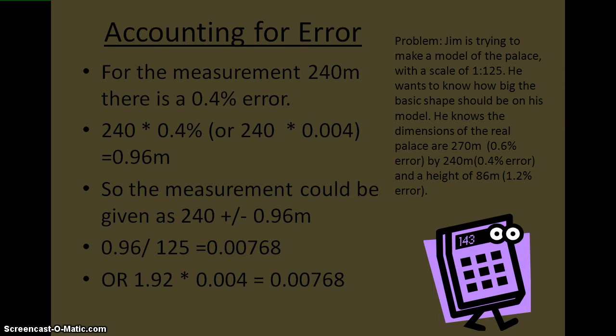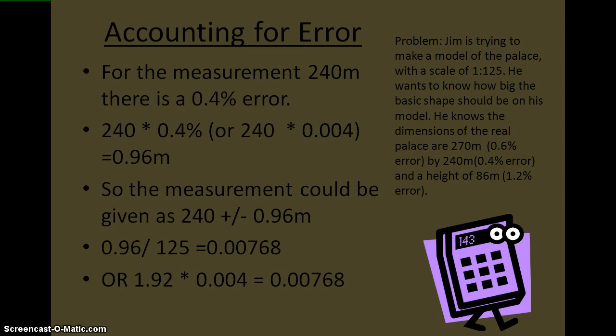In grade 10, we learned that there are 2 different ways of displaying error, as in percent error or tolerance. For those of you who like to work with tolerance, we can easily convert from percent error to tolerance. We go 240 meters times 0.4%, or 240 times 0.004, which equals 0.96 meters. That means with the original measurement of 240 meters, there could be plus or minus 0.96 meters error. So then the measurement could be given as 240 plus or minus 0.96 meters.